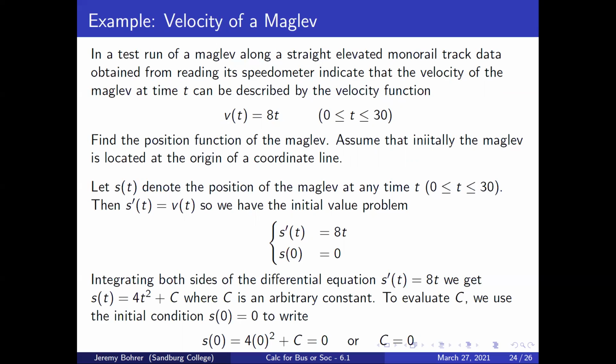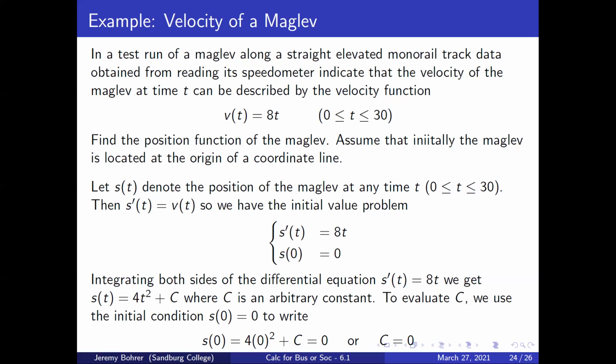Let s of t denote the position of the maglev at any time t for 0 less than or equal to t less than or equal to 30. Then s prime of t equals v of t. So we have the initial value problem s prime of t equals 8t and s of 0 equals 0. Integrating both sides of the differential equation s prime of t equals 8t, we get s of t equals 4t squared plus c, where c is an arbitrary constant.